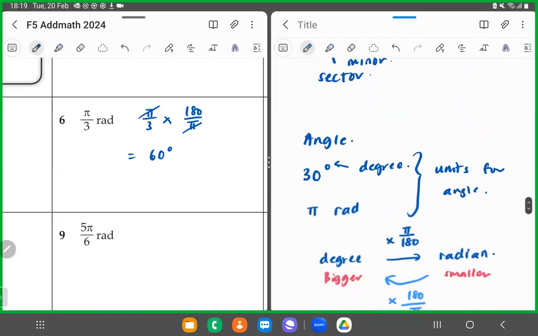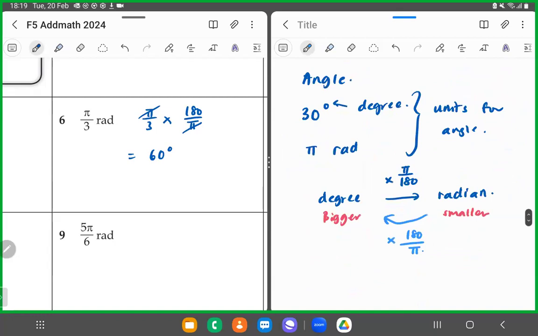Okay, and then the first thing we deal with is the angle. Angle can be measured in 2 units. First one is degree, another one is radian. Short form is RAD. If I want to change from degree to radian, times it with pi over 180. If I want to change from radian to degree, times 180 over pi.